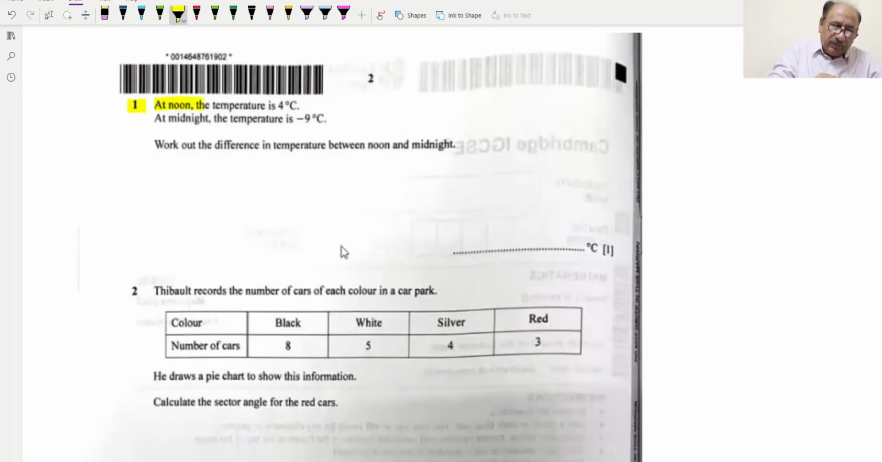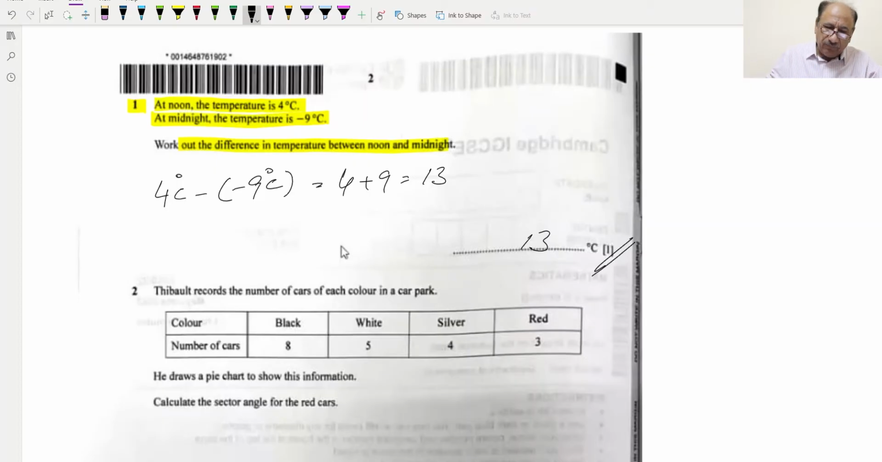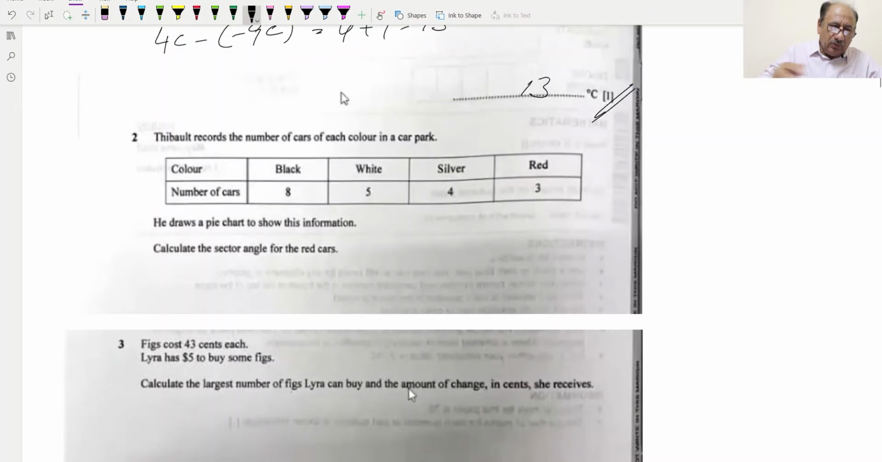Question number one says, at noon, the temperature is 4 degrees Celsius. At midnight, the temperature is minus 9 degrees Celsius. Work out the difference in temperature between noon and midnight. The difference will be 4 degrees Celsius minus minus 9 degrees Celsius, which is 4 plus 9, which we can write as 13 degrees Celsius. So 13 degrees Celsius will be our answer for 1 mark. Hopefully you understand this. Now question number 2.